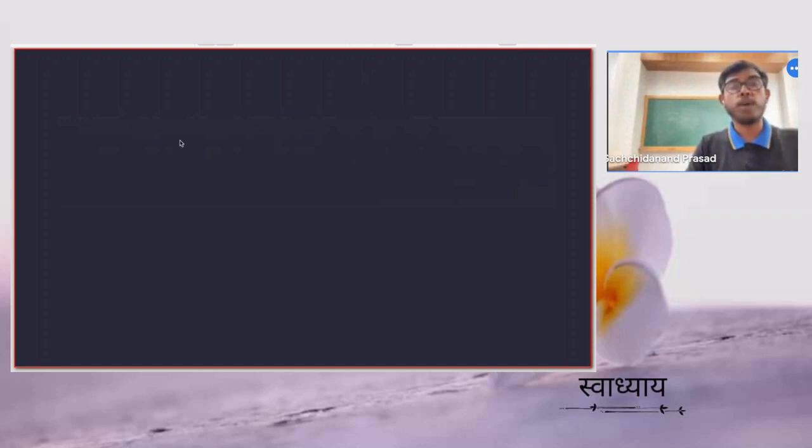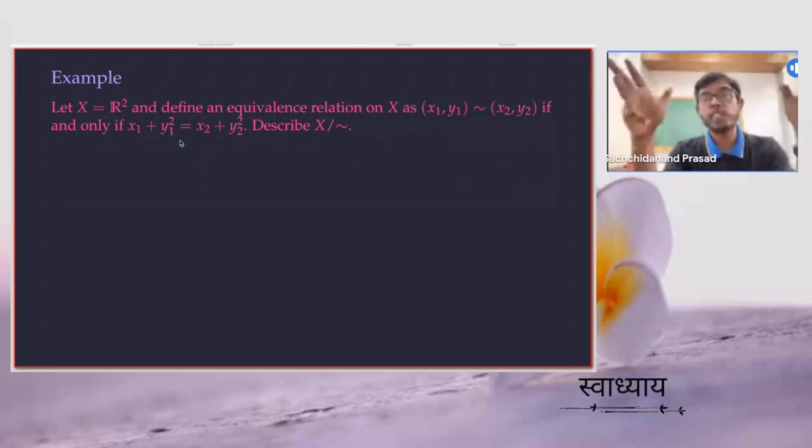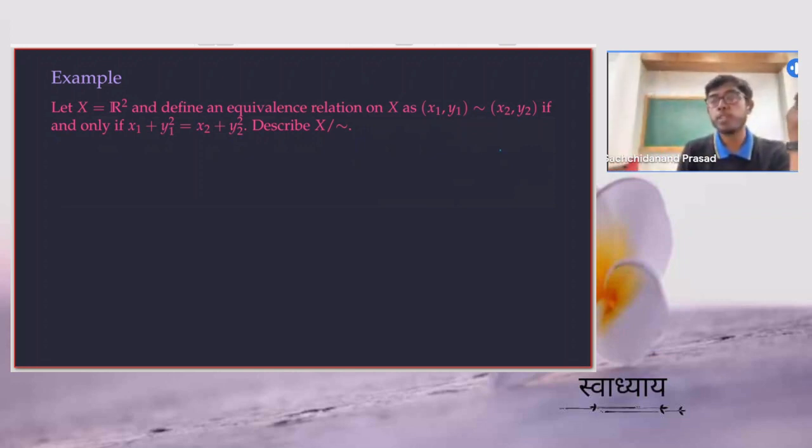So let's discuss one more example. Here the relation is not as straightforward as in the previous examples. We have X as the two-dimensional Euclidean space, R2, and we define an equivalence relation on X: you take any 2 points (x1, y1) and (x2, y2), and we say that these two are related if and only if x1 plus y1 squared equals x2 plus y2 squared. We need to describe what X mod tilde is.